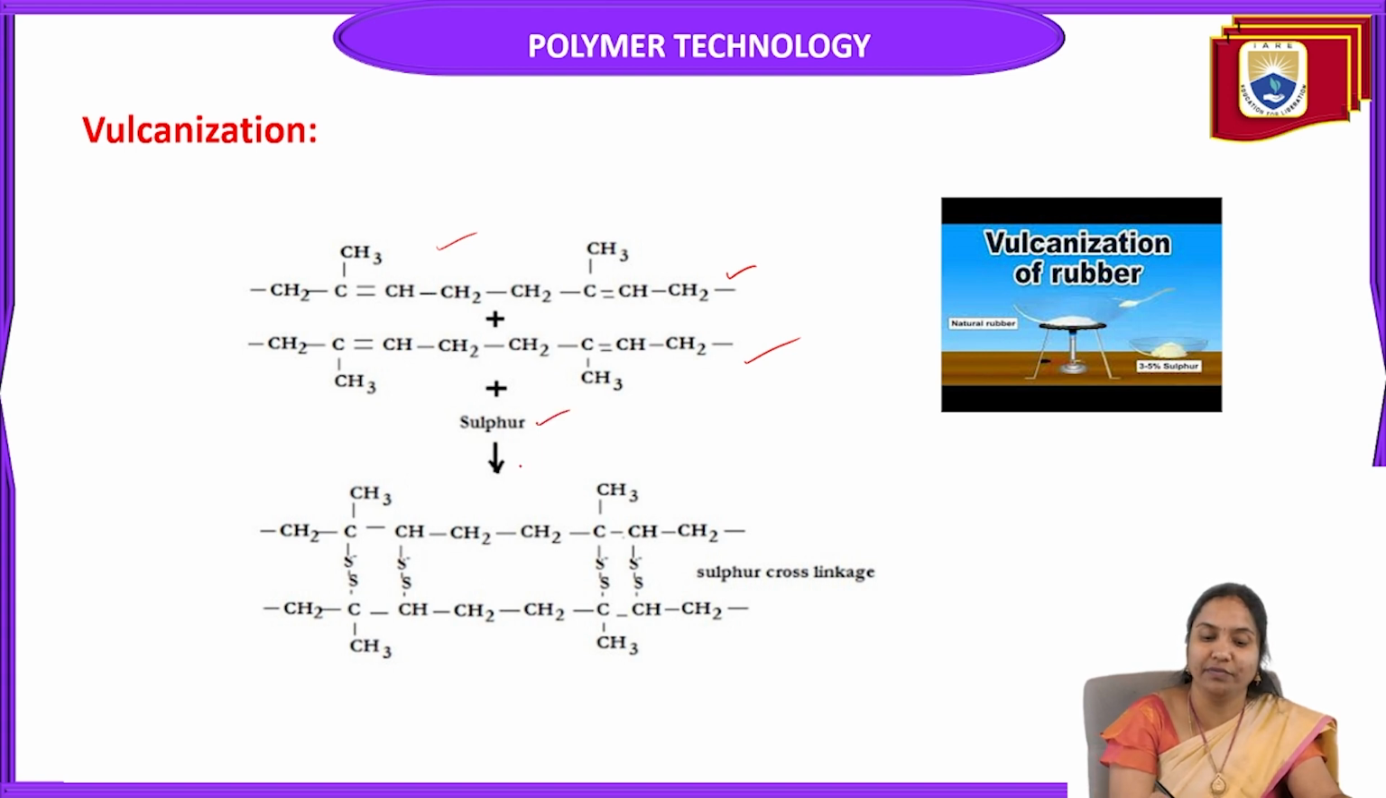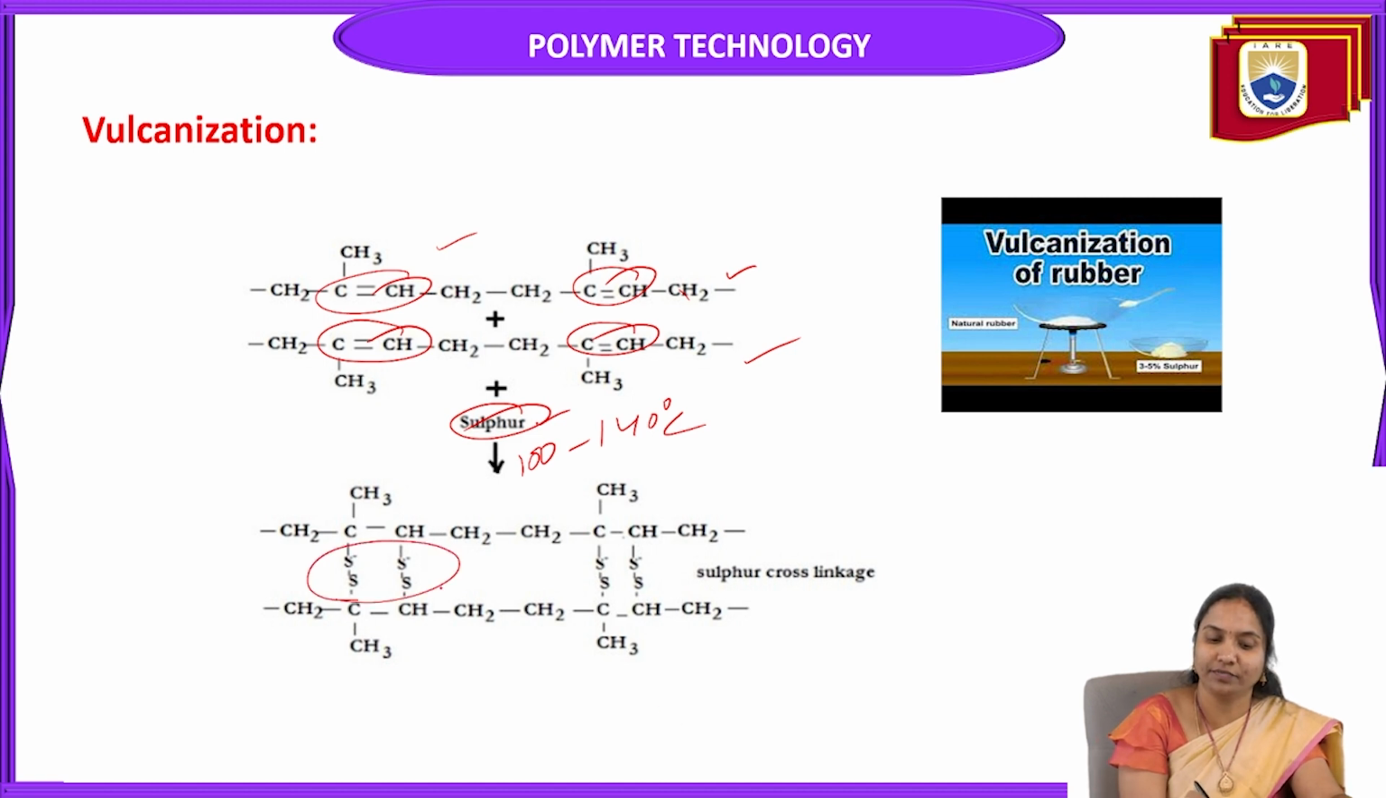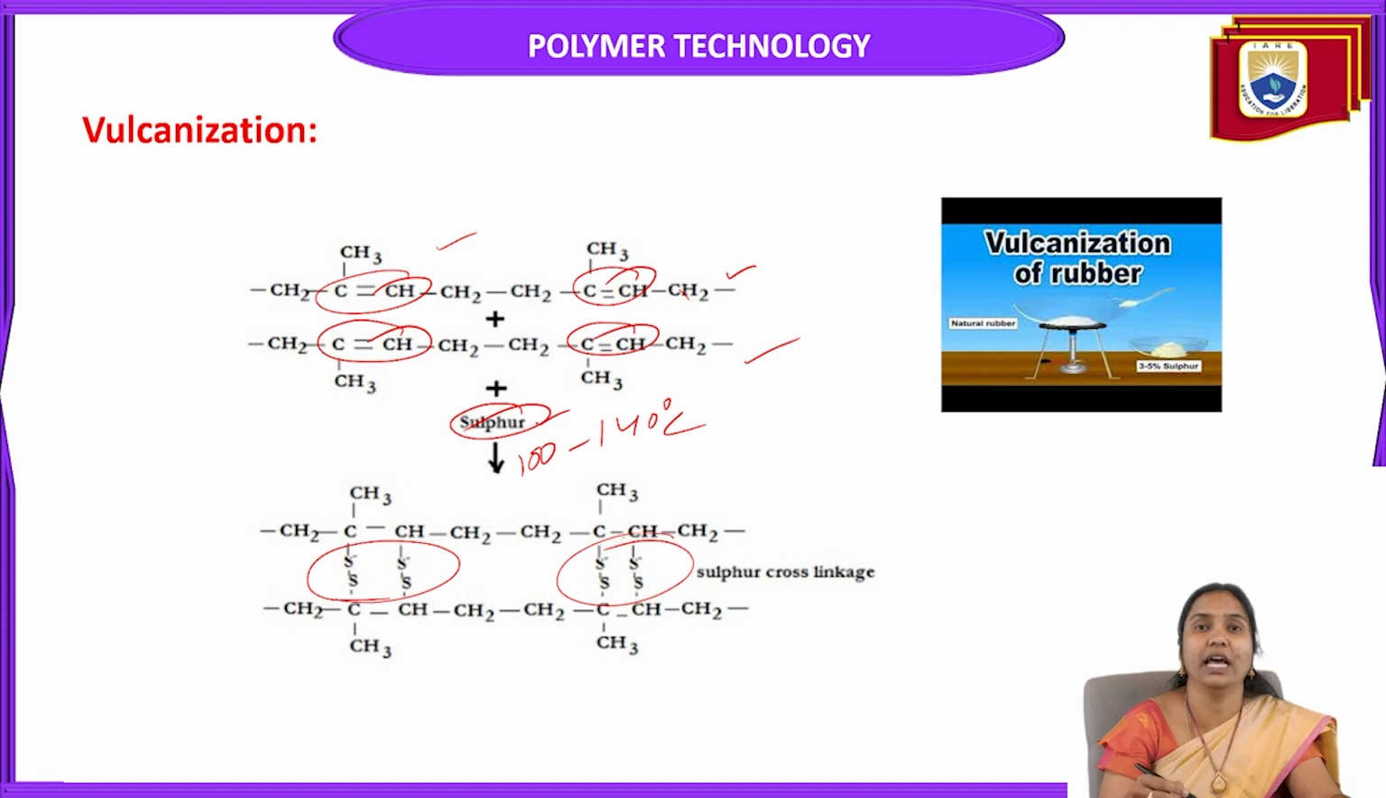When we treat it with sulfur at 100 to 140 degrees centigrade temperature, the sulfur combines at double bonds of the rubber spring. Here it forms sulfur cross links. Sulfur reacts with double bonds of the rubber spring, then forms a cross-linked vulcanized polymer. So in this case, the properties of rubber are improved.